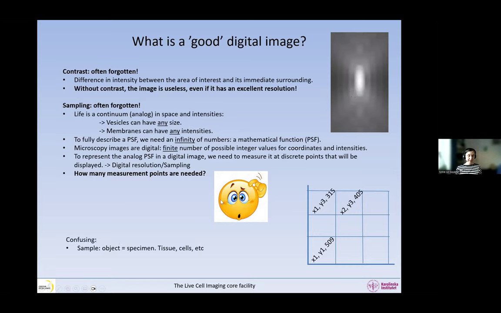Well, before we look at that, I want to point out that there is a confusion because of all these terms that we use. The sample is an object. It's the specimen. So it's your tissues, your cells, your zebrafish or something. Sampling, it's almost the same word, but sampling is an action. So it's the digitalization of the signal that we're getting out of the objective. So this means that we are going to get discrete measurements of something continuous. The point spread function is continuous. We're going to measure it, and display our measurements. This is called sampling. So just to make it clear.